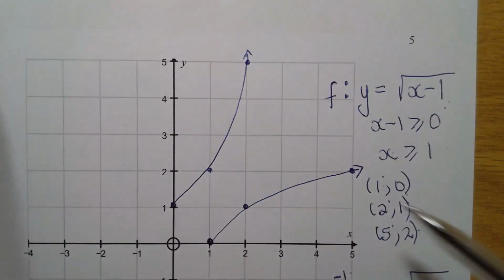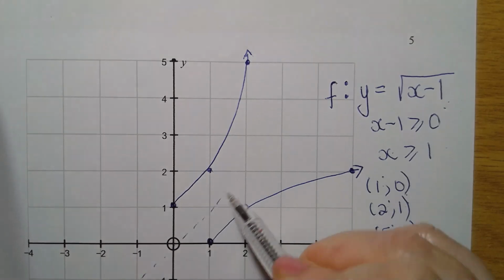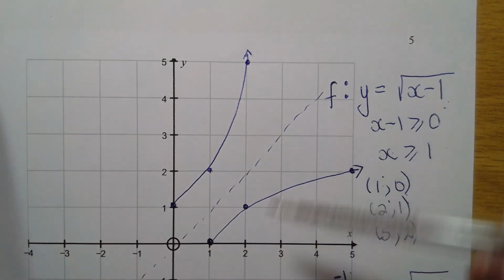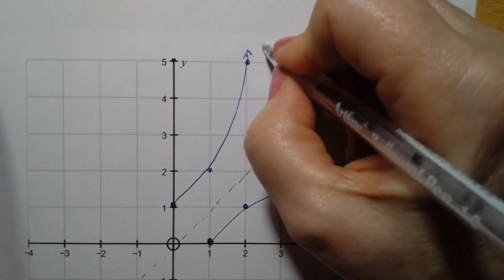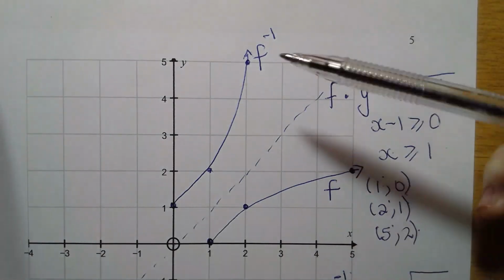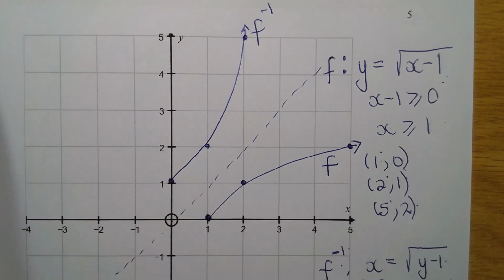Okay, continues up there. And if I had to draw the line y equal to x, sort of going through here, you can clearly see that this is the graph of f, this is the graph of the inverse, and the one is a reflection of the other one around the line y equal to x.